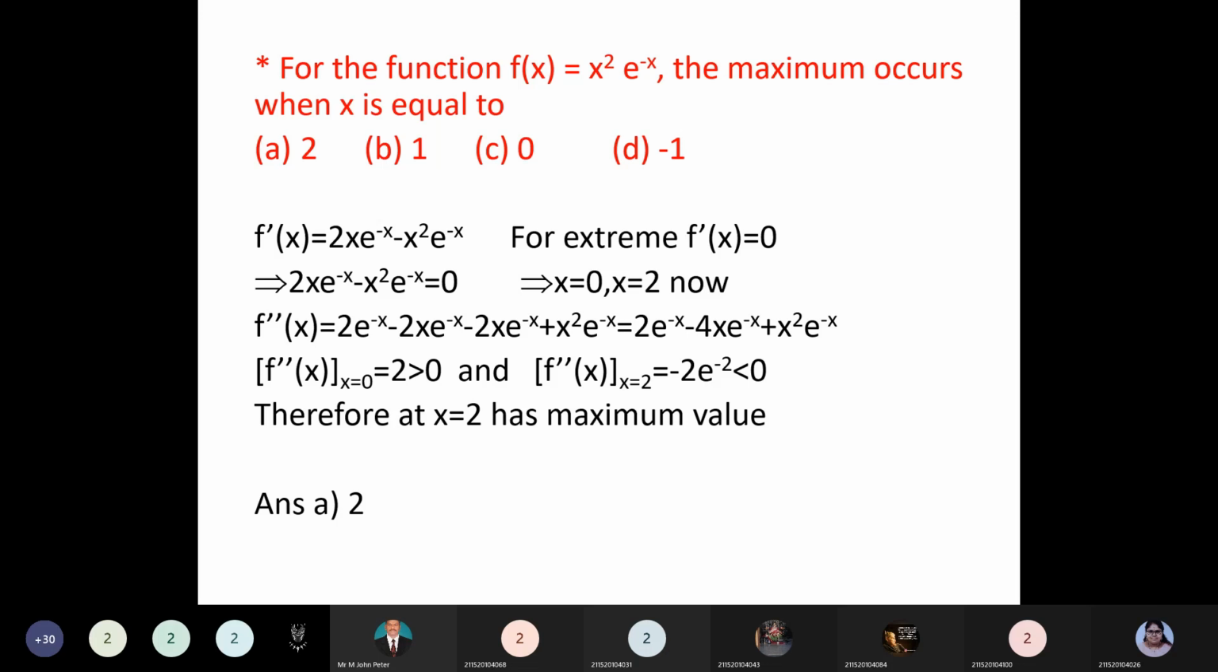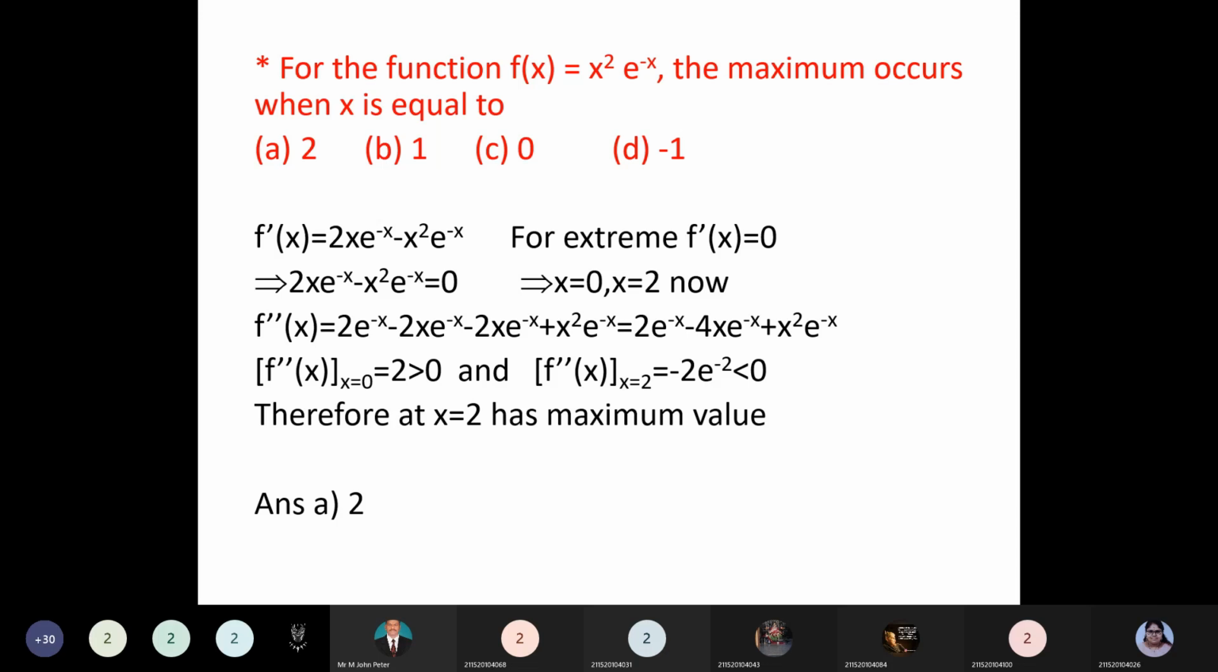So the first term is 2, the second is 4 into 0, so e power whatever it may be, it becomes 0. Next, x is there, so 0. Hence we are getting 2. So f double dash of x at x equal to 0 is nothing but 2. So in the second derivative, replace x by 0: 2 e power 0 minus 4 into 0 plus x, that is 0, into e power minus x. So you'll get 2.